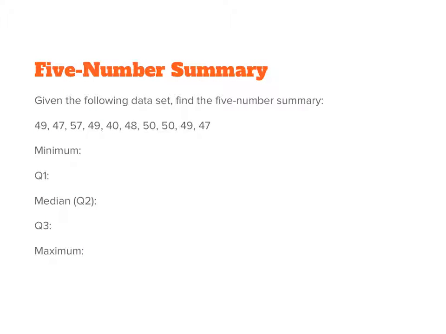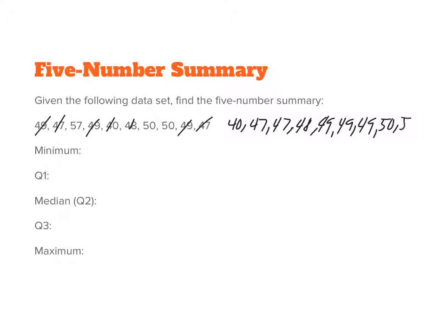So if we are given a data set, again, the first thing we want to do is put these numbers in order. Okay, so I see a 40 here, and after that I see a 47 and another one, and then a 48, a 49, 3 of them actually, a couple of 50s, and then a 57. All right.